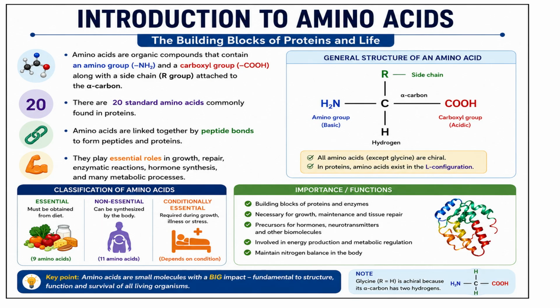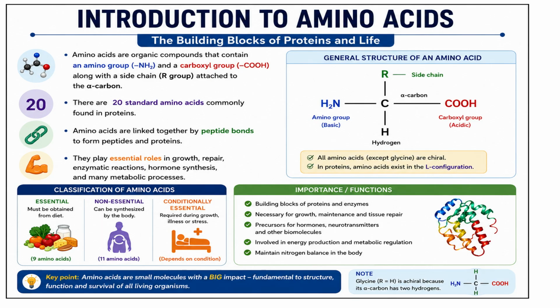Nutritionally, amino acids are classified as essential, non-essential, and conditionally essential. Essential amino acids must be obtained from the diet because the body cannot synthesize sufficient amounts. Non-essential amino acids can be synthesized by the body, while conditionally essential amino acids may be needed in greater amounts during growth, illness, injury, or physiological stress.